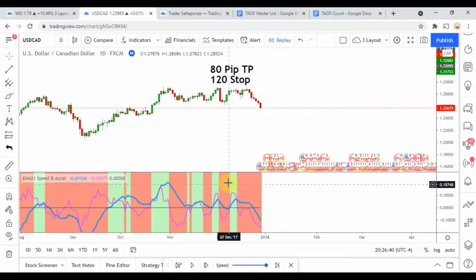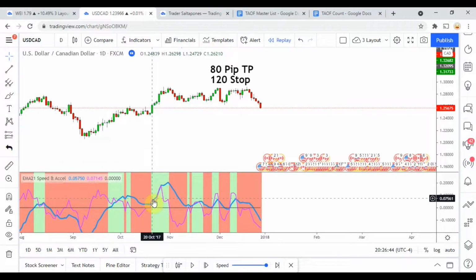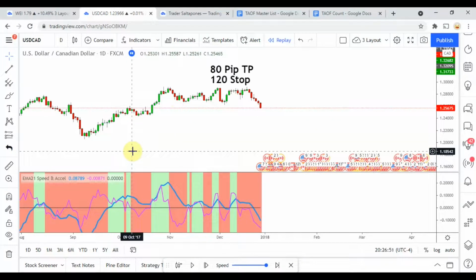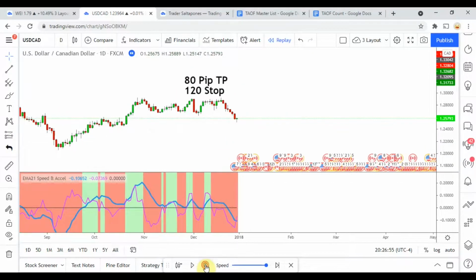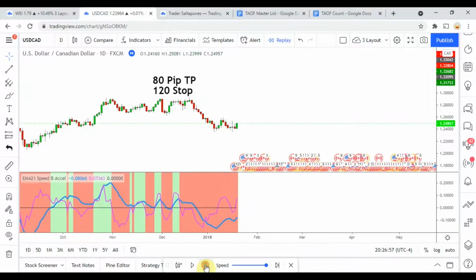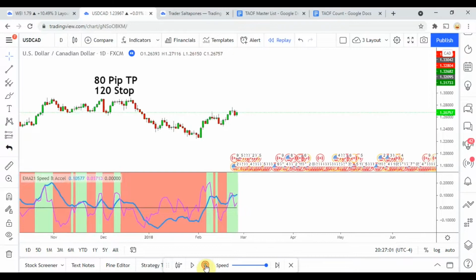So what we're looking for is when the background goes green, we are going to go long. And when the background goes red, we are going to go short. So relatively simple setup. That's how we will be testing it. Let's go ahead and get on with the testing and see what we can get out of this.